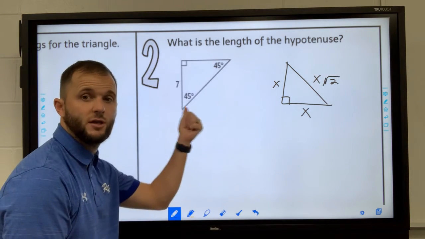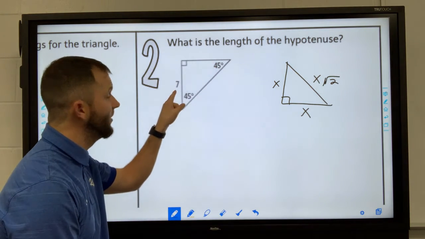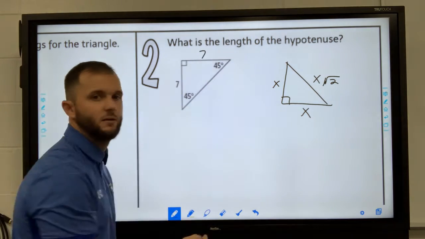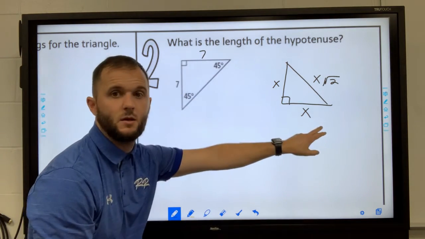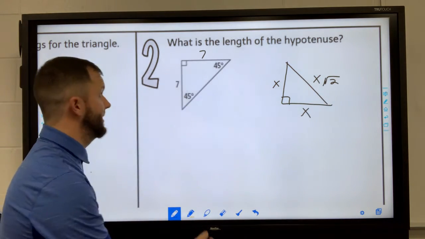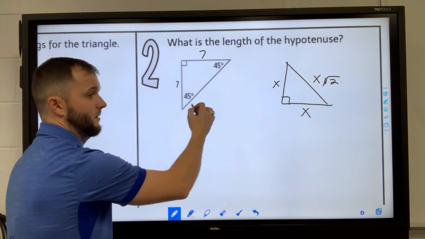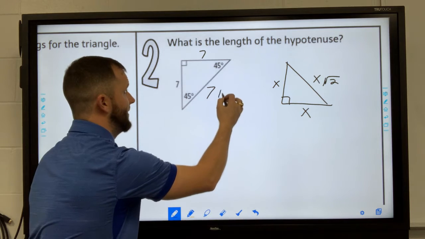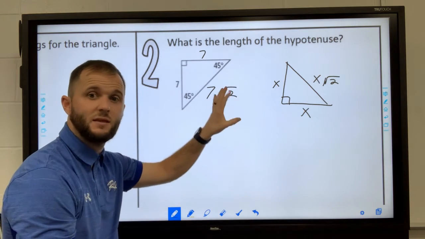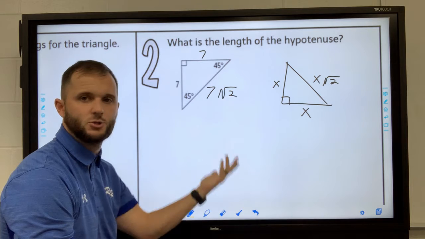So right now, if you look at your triangle here, I'm already given one of the legs. If I wanted to find the other leg, that's simple. The other leg is just 7. It's the same, x and x. Then to find the hypotenuse, all I have to do is multiply by the square root of 2. So all I have to do is take 7 and multiply it by the square root of 2. If I wanted to leave it in radical form, this would be the simplified answer because I can't simplify the square root of 2.